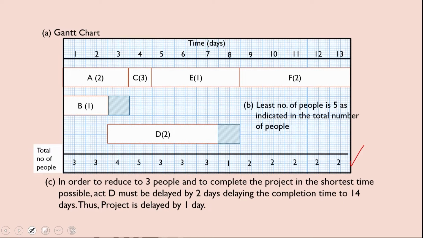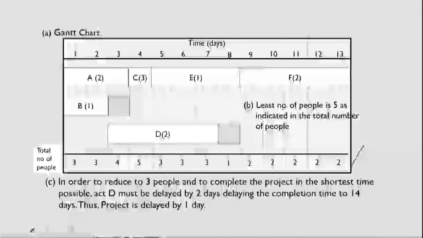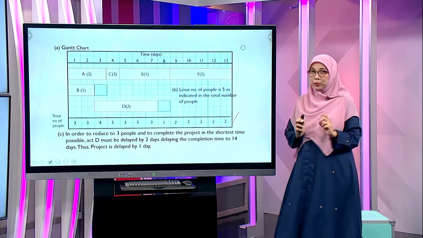Itu yang diminta. Justification ni lah. Because we want to reduce to 3 people, so we have to delay D by 2 days, hence delay the completion time to 14 days. Ingat ni Mira, the word to and by itu very important, okay?